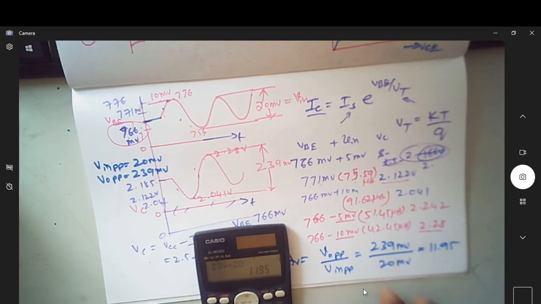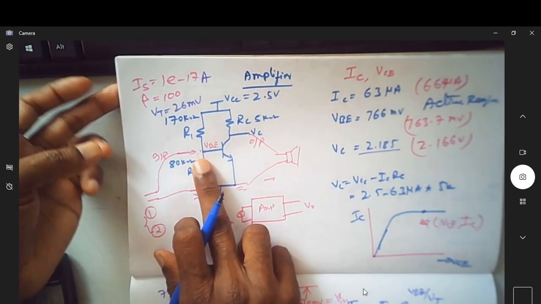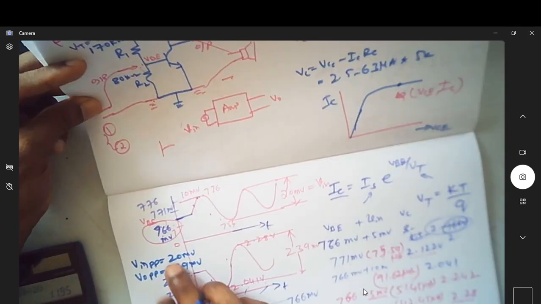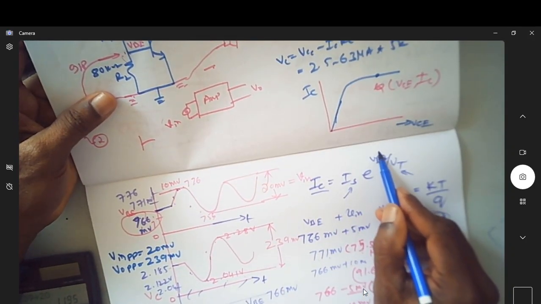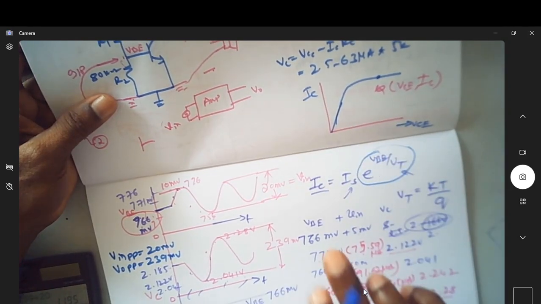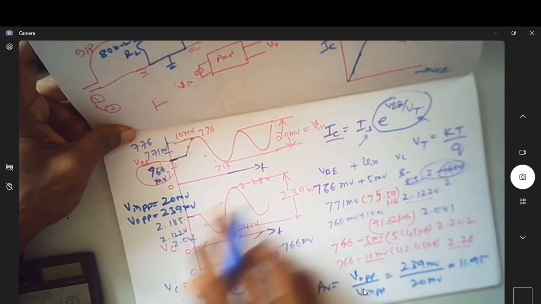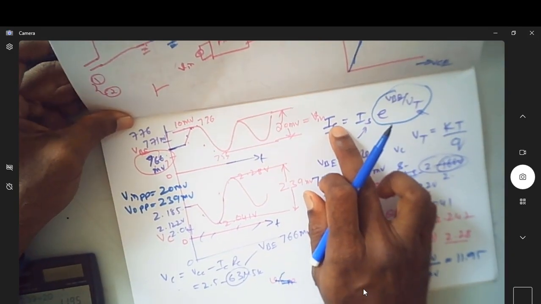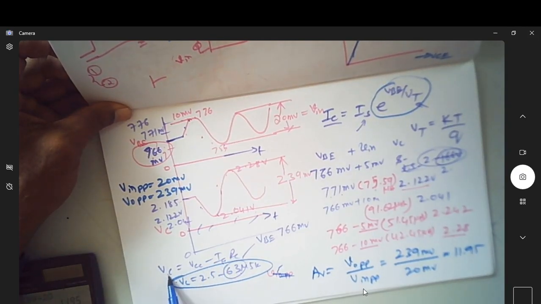Now, what is the entire idea of all these things? The entire idea is that if you apply a small signal, why are you applying only 10 millivolt? Because we know that the IC is proportional to VBE exponentially. Even if this changes by a very small quantity, there is a huge change in the IC value. That IC value will certainly affect your VC. So this is your VC. This is how IC is changing your VC.